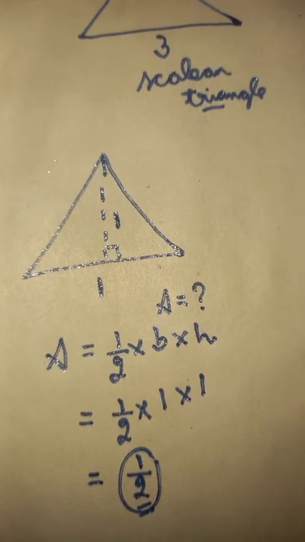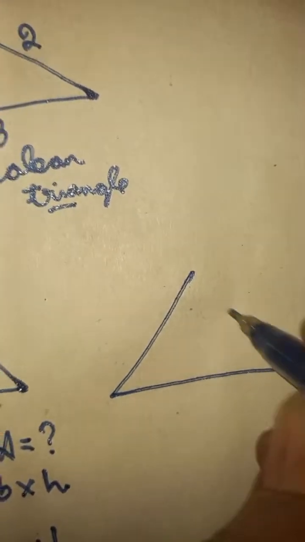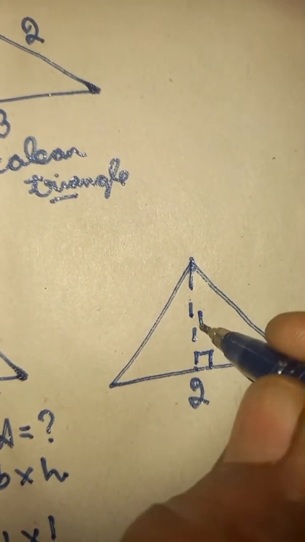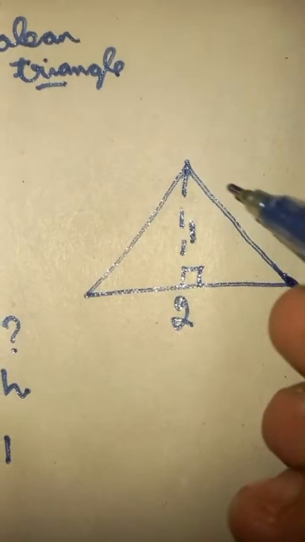square units. Let's take one more triangle, and in this triangle they have given the base length as 2 units and the perpendicular height as 1 unit. Even in this triangle, you need to find the area of the triangle.